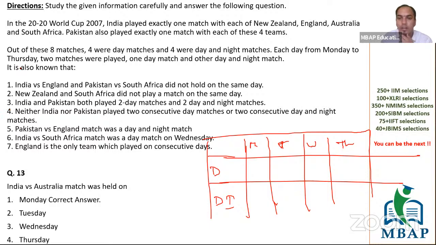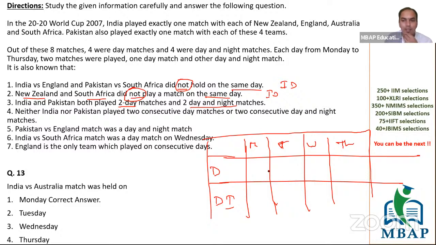All right, everyone, going here: India versus England and Pakistan versus South Africa did not hold on the same day. This is not a direct clue, it is an indirect clue. New Zealand and South Africa did not play a match on the same day. Again an indirect clue. What you understand is these are sets where they give you a lot of negative clues. India and Pakistan both played two day matches and two day and night matches. Because India is going to have four matches, Pakistan is going to have four matches, so two matches are here, two matches are like this.